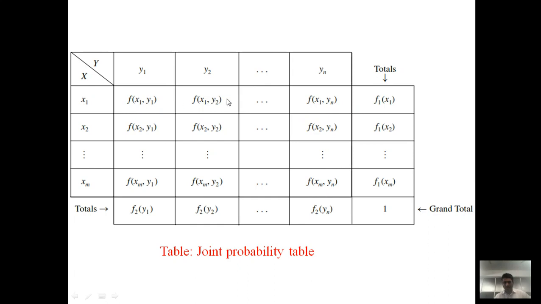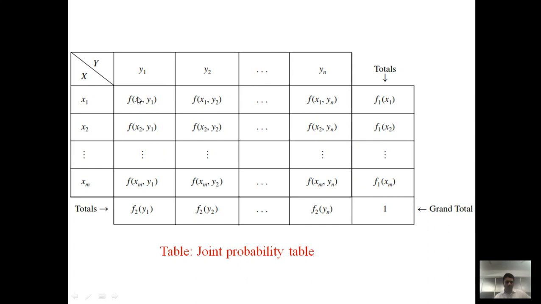The sum of all these elements, that is, the sum of this row, is represented by f1 of x1. Sometimes it is simply written as f of x1; we just neglect the suffix. Similarly for x2, f of (x2, y1), f of (x2, y2) and so on. The sum of this second row, f of (x2, y1) plus f of (x2, y2) and so on up to f of (x2, yn), is represented as f1 of x2, and similarly for the others.